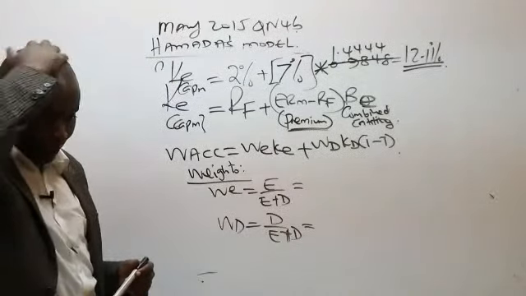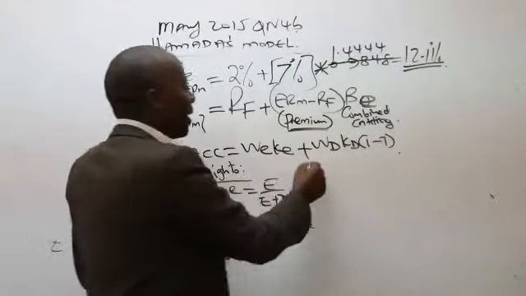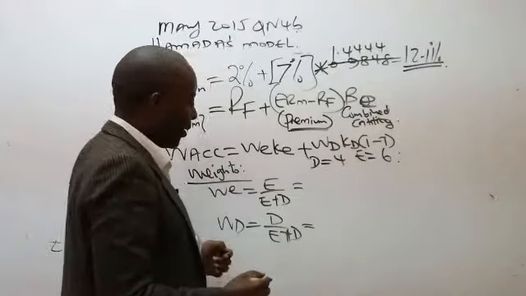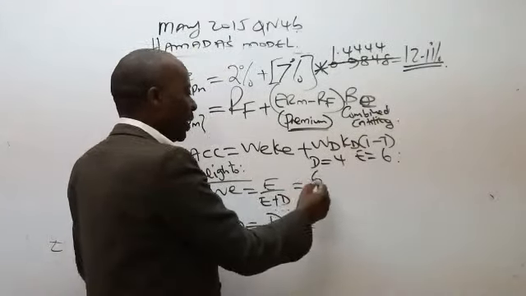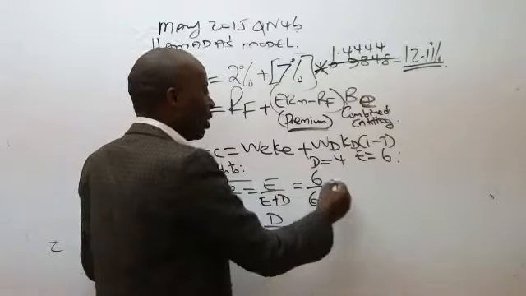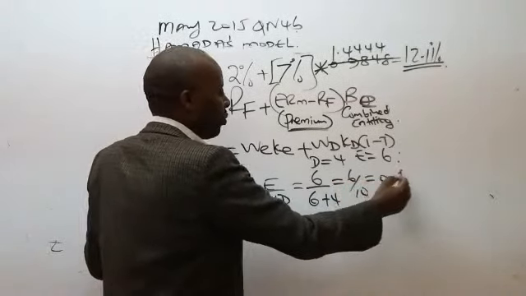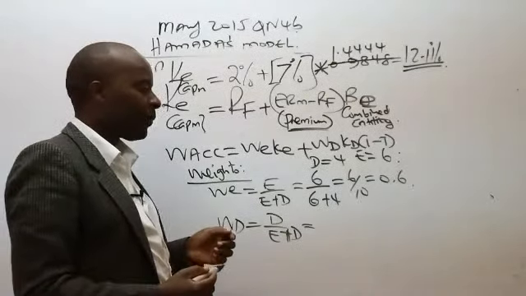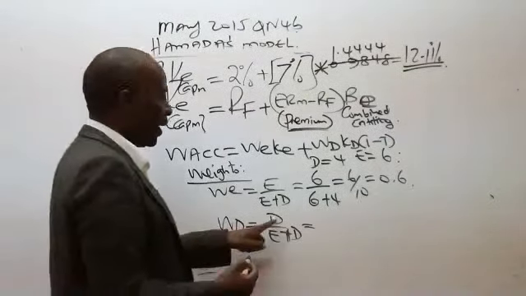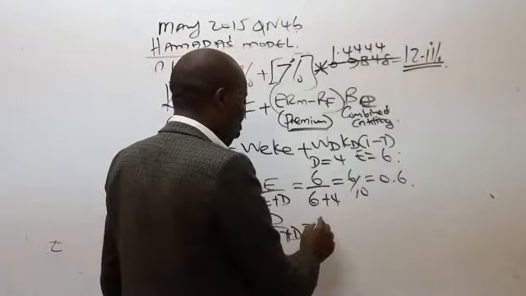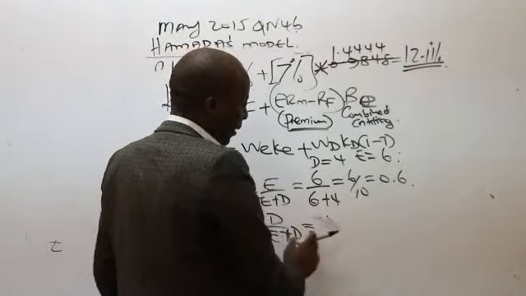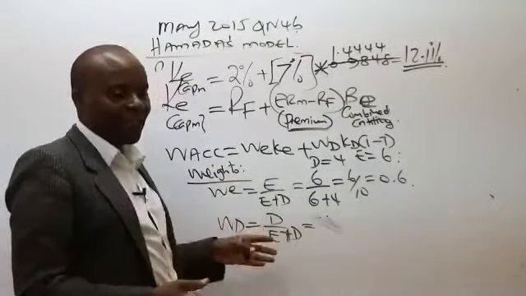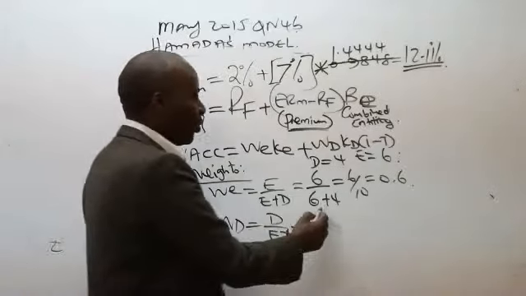Remember, debt is the one that is 4. Equity is the one that is 6. So then the weight of equity will be 6 over 6 plus 4, which will be 6/10, which will be 0.6 like that. After that, ladies and gentlemen, debt, we can see debt is 4. Or rather, I don't even have to go this way. Once I get the weight of equity, I know that the weight of debt now will be 1 minus 0.6.